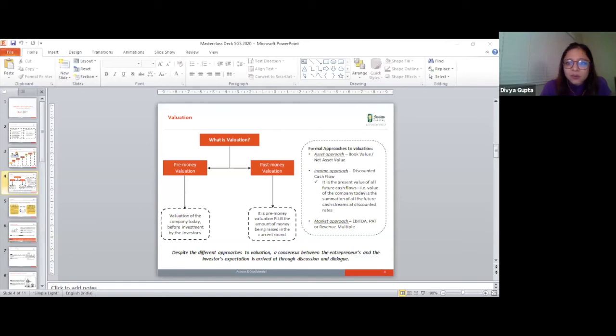So no, in case of startups, we don't do asset-based valuation at all. Valuation of startups is more on the future potential of the company. What kind of returns can it generate? What kind of market is it addressing? What's the quality of the promoters?